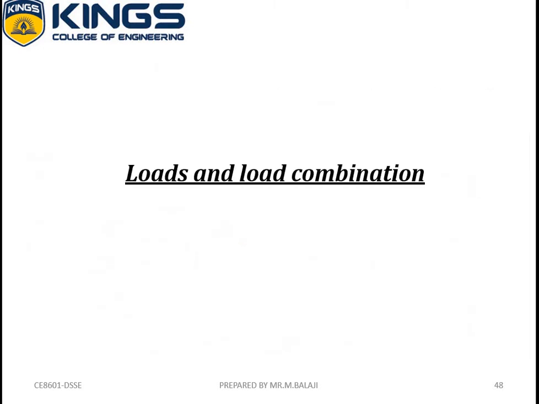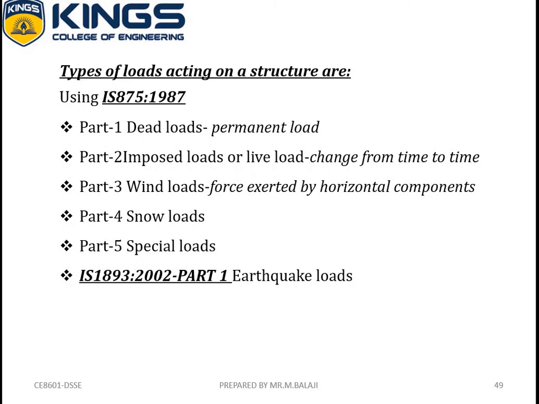Next one is loads and load combination. Types of load acting on a structure: dead load, live load, wind load, snow load, special load. Next one is earthquake load. Part 1, part 2, part 3, part 4, part 5 of IS 875 1987. Dead load is nothing but permanent load. Live load changes from time to time. Wind load is the force exerted by the horizontal component. So these are the loads acting on the structure.